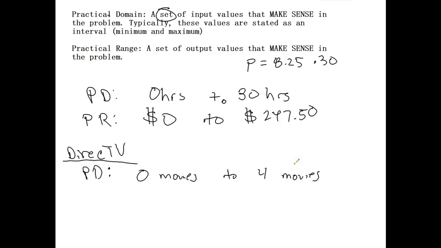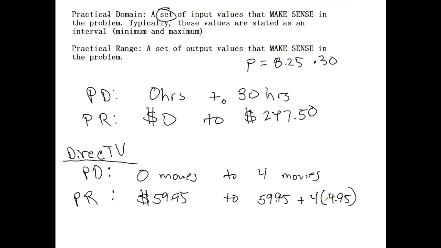And we know that as you watch more movies, the price goes up. So what would my corresponding range be? In this case, that's the size of the bill. So if I only view 0 movies, what's my bill? $59.95. I'm paying my regular DirectTV bill for that month. Now, if I watch 4 movies, that's going to be my base, $59.95, plus 4 fees of $4.95, because that's what I pay. And that comes out to $79.75. So that means my bill will range somewhere in between here.